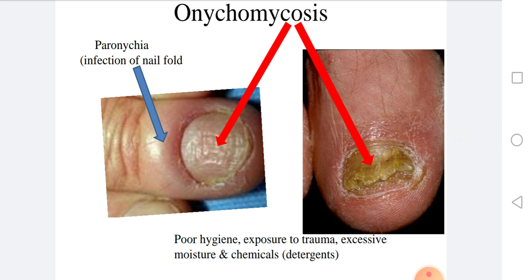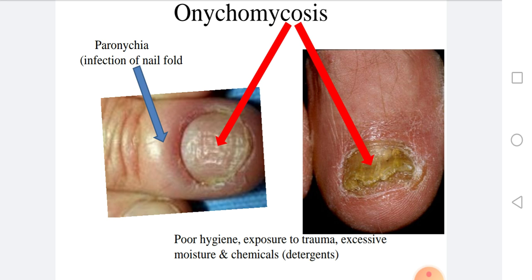Onychomycosis, this is candidiasis of the nails. The nails will lose their smooth surface, and later in the disease they become discolored, brittle, and at the end they are sloughed away.